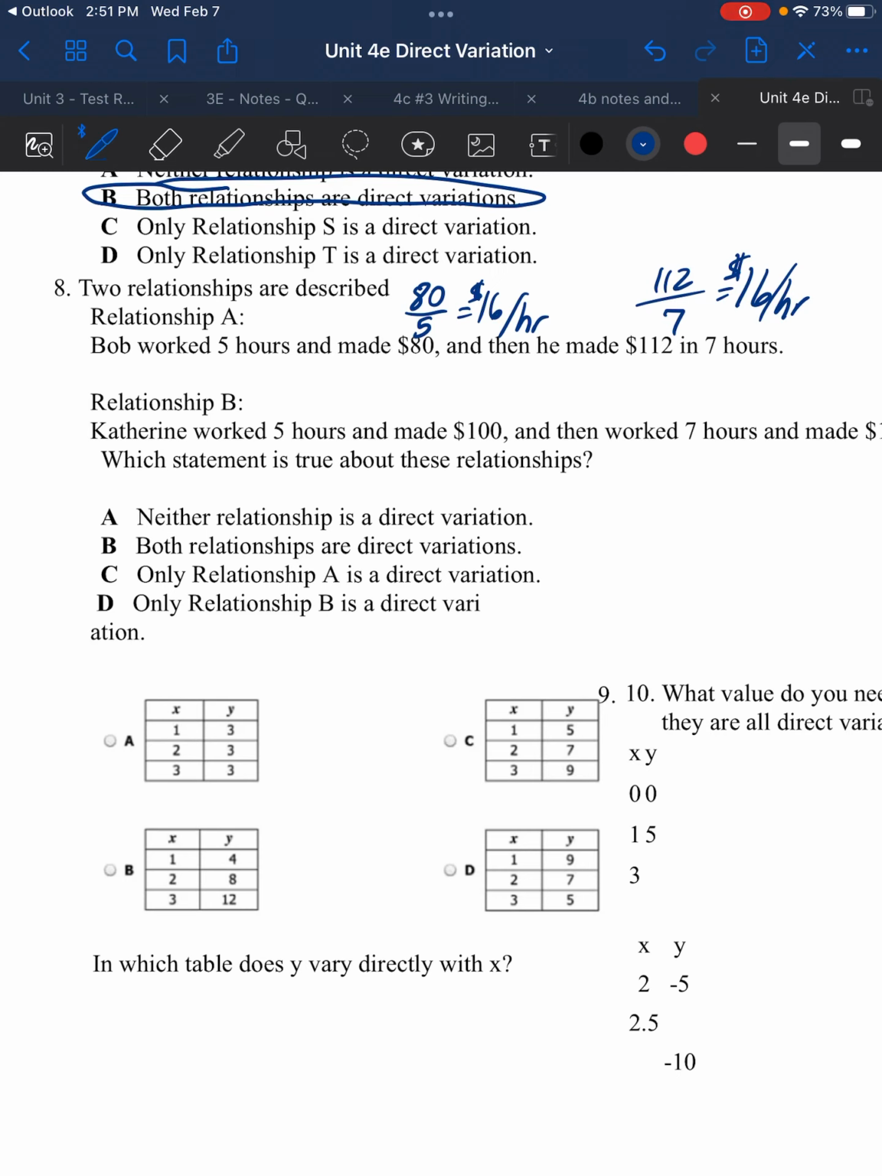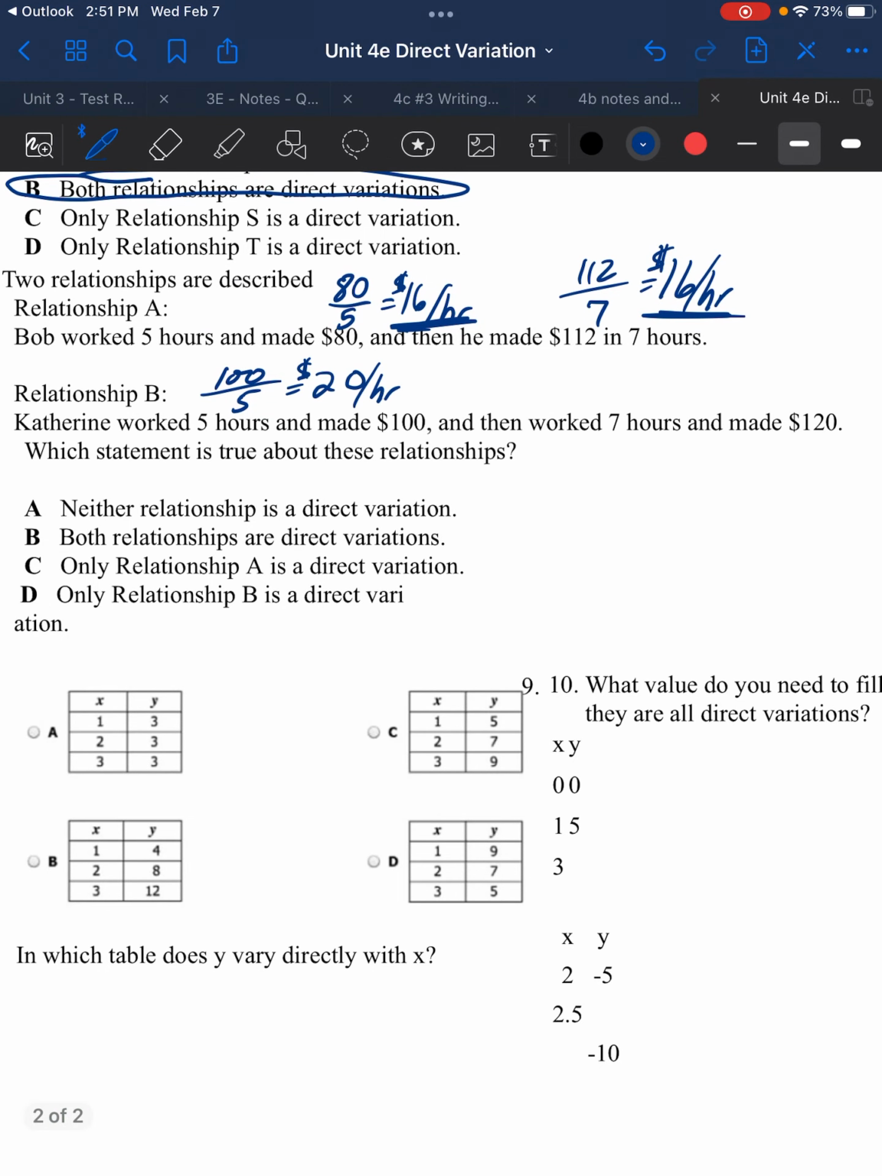So that is, and if Bob works 0 hours, he makes 0 money. So that is a direct variation. The slope or the rate of change is the same. And if he works 0 hours, he makes $0. So Catherine, she's going to work 5 hours, made $100. And so $100 divided by 5, so Catherine is going to make $20 per hour. Oh, good for Catherine.